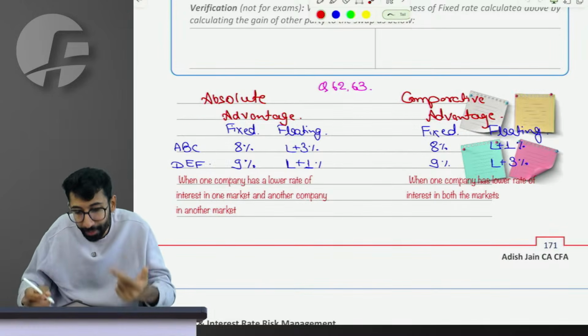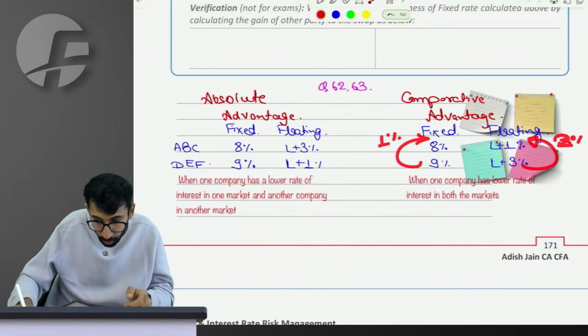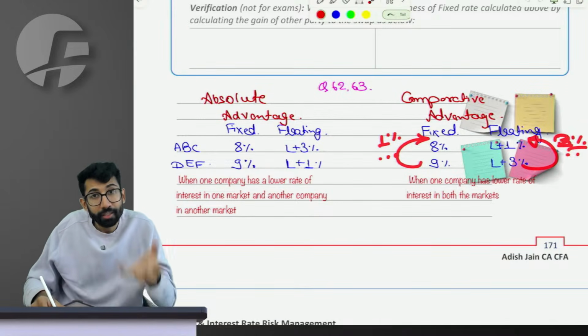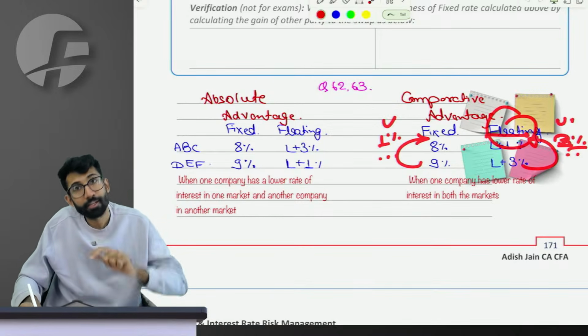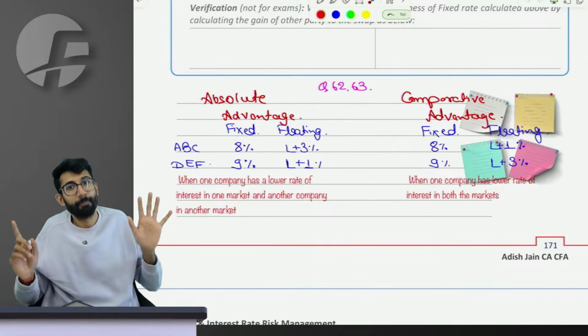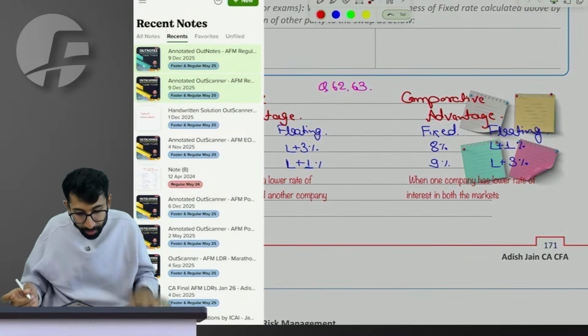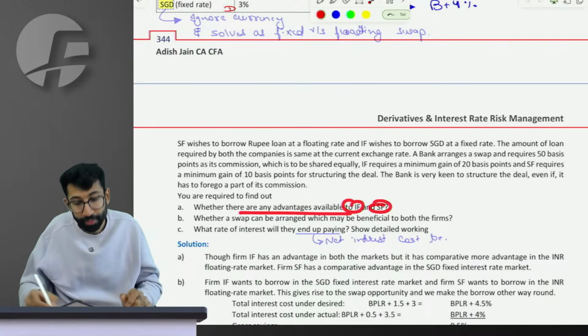But on a comparative basis, sir, here ABC is able to save 1%, but here ABC is able to save 2% as compared to DEF. The level of advantage is 1% versus 2%. So the floating market has comparatively more advantage. That is what comparative advantage is. The examiner in this question is asking you whether there is any advantage available to SF and IF?